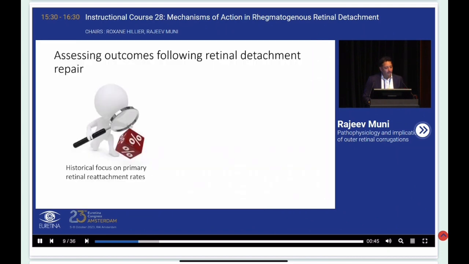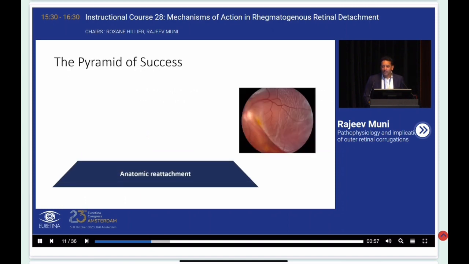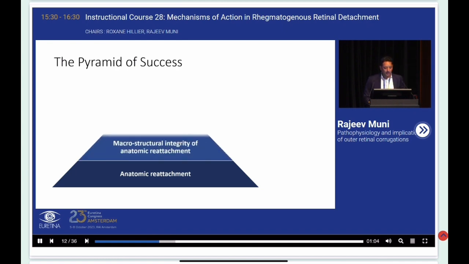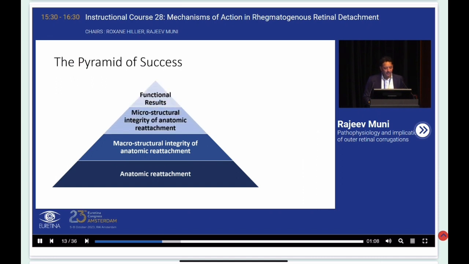Objects were much smaller. And we've had this historical focus on single operation reattachment. This is our only main goal. But we have to now start thinking about functional outcomes because that's what's most important for our patients and for us. So reattachment is really the basic requirement. Putting the paint on the wall or the wallpaper on the wall, that's the basic requirement.